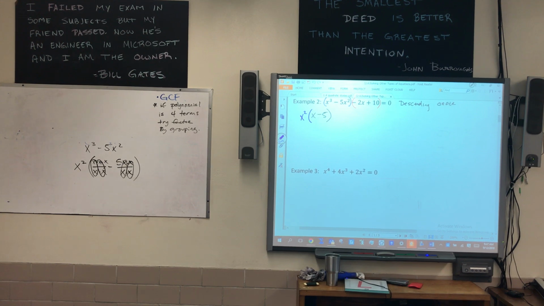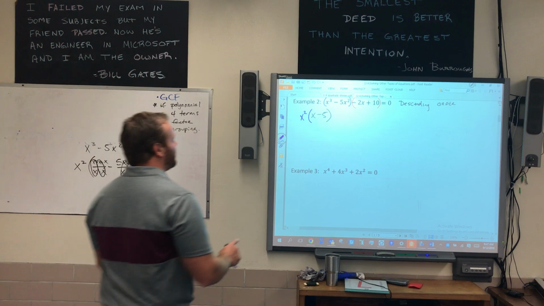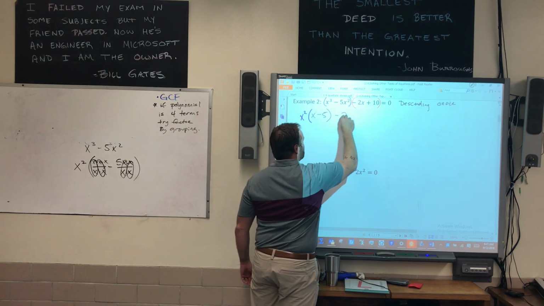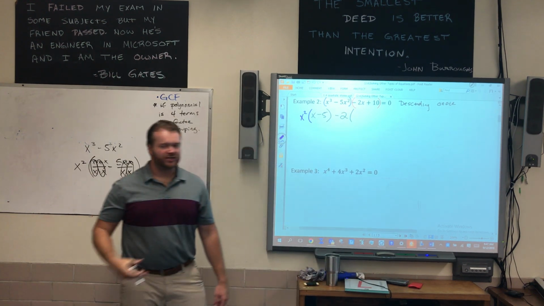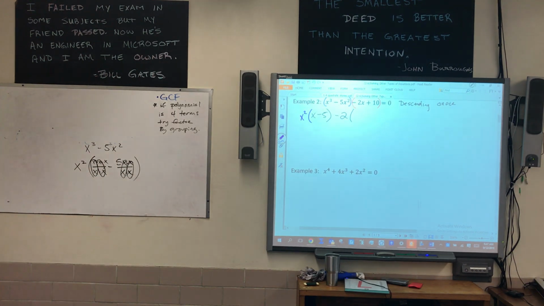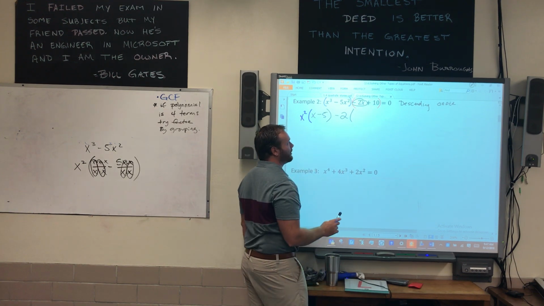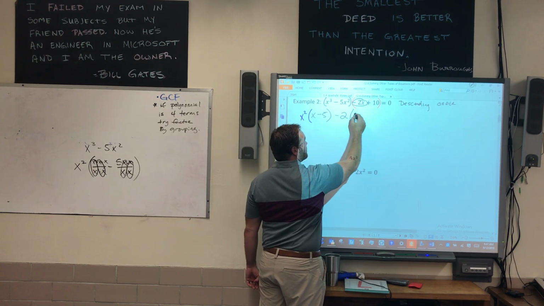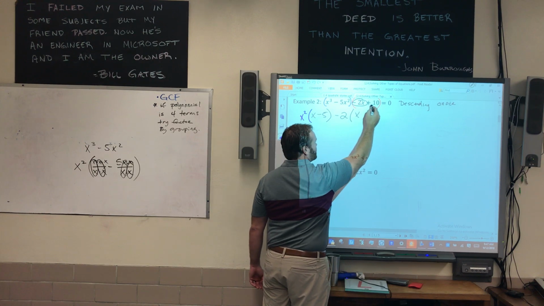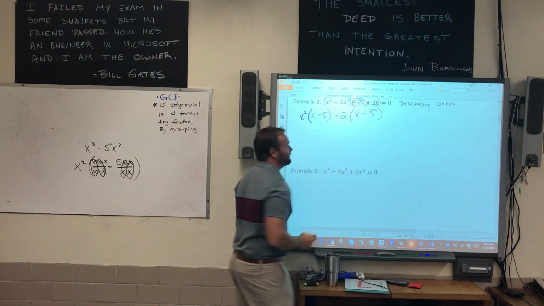-2, okay? The reason I want you to put that parenthesis around the negative is because a lot of times people will just take a 2 out and make it positive, and that throws everything off. It throws the signs off in that second grouping. So if I take a -2 out of this, what are you left with? Yep, just x, and then you take that out, you're left with -5.